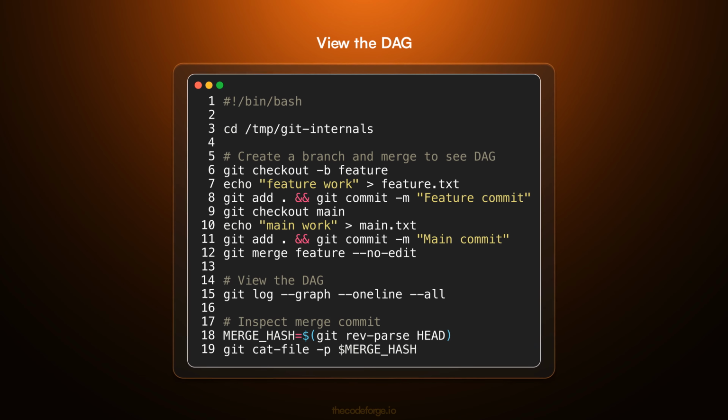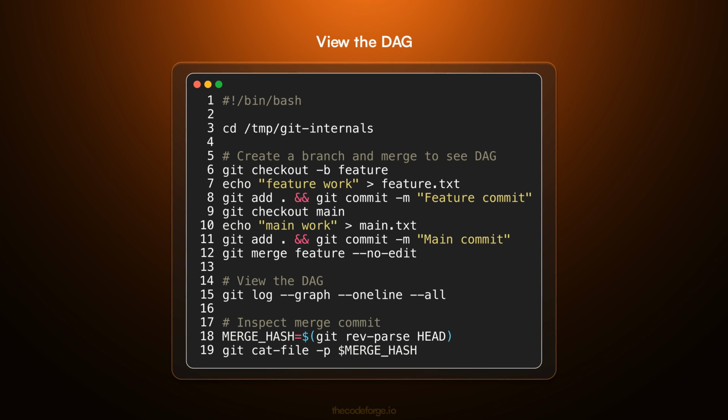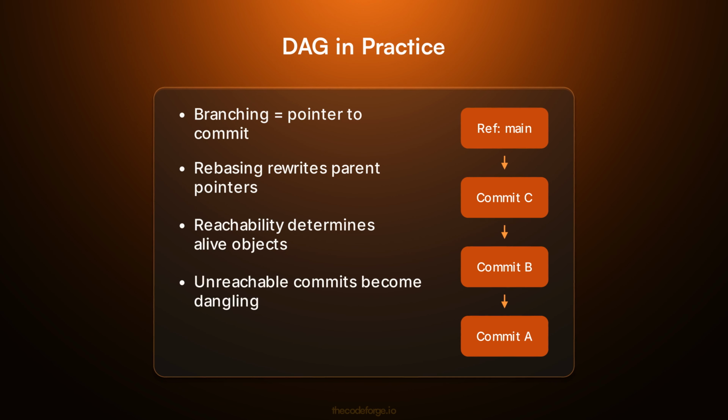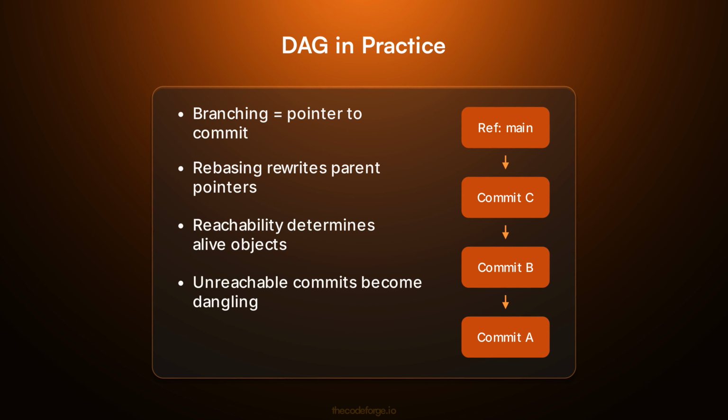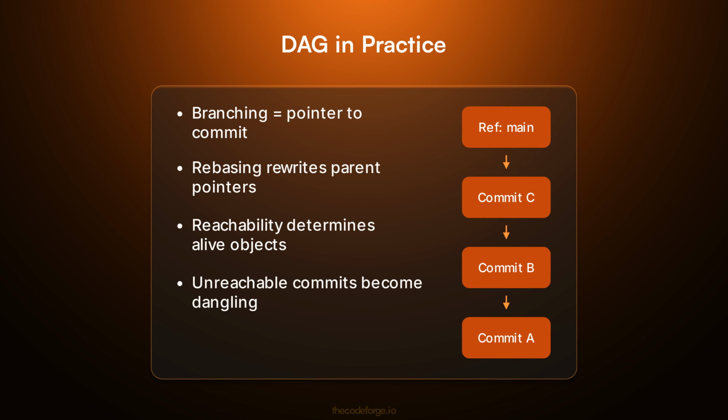Let's create a branch, make commits, and merge to see the DAG. git log --graph --oneline --all shows the branching structure, and git cat-file -p on the merge commit shows its 2 parents. The DAG is what makes Git powerful. Branching is just creating a pointer to a commit. Merging creates a commit with 2 parents.